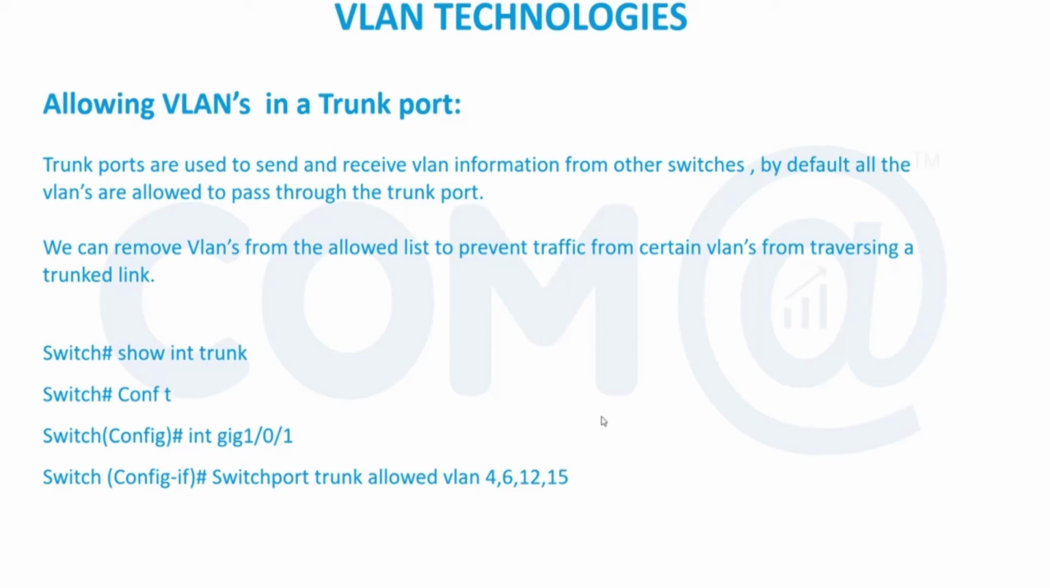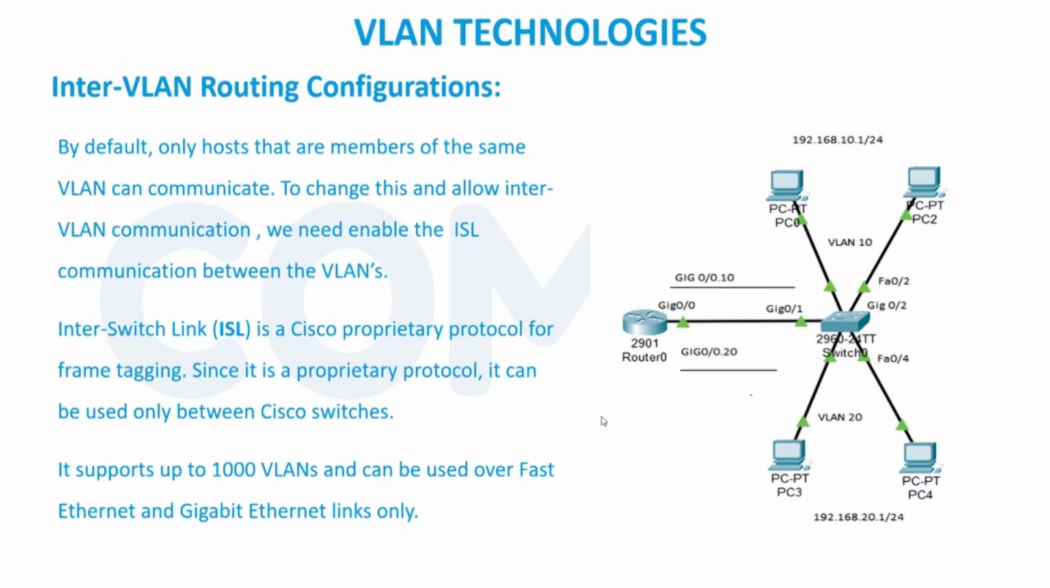Allowing VLANs in a trunk port. By default, you can allow all the VLANs, but the traffic will be more if you allow all the VLANs. So what we used to do is restrict the VLANs via the trunk port. I'll mention which VLANs it should allow as per the requirement, so not all VLANs, only specific VLANs.